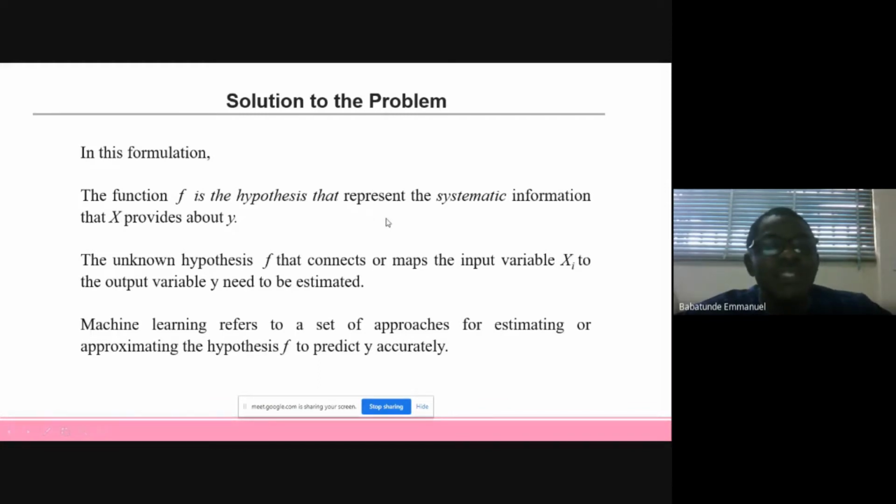The unknown hypothesis f that connects or maps the input variable xi to the output variable y needs to be estimated. And that is what our algorithm is going to do. So machine learning refers to a set of approaches for estimating or approximating hypothesis f to predict y accurately. Okay?